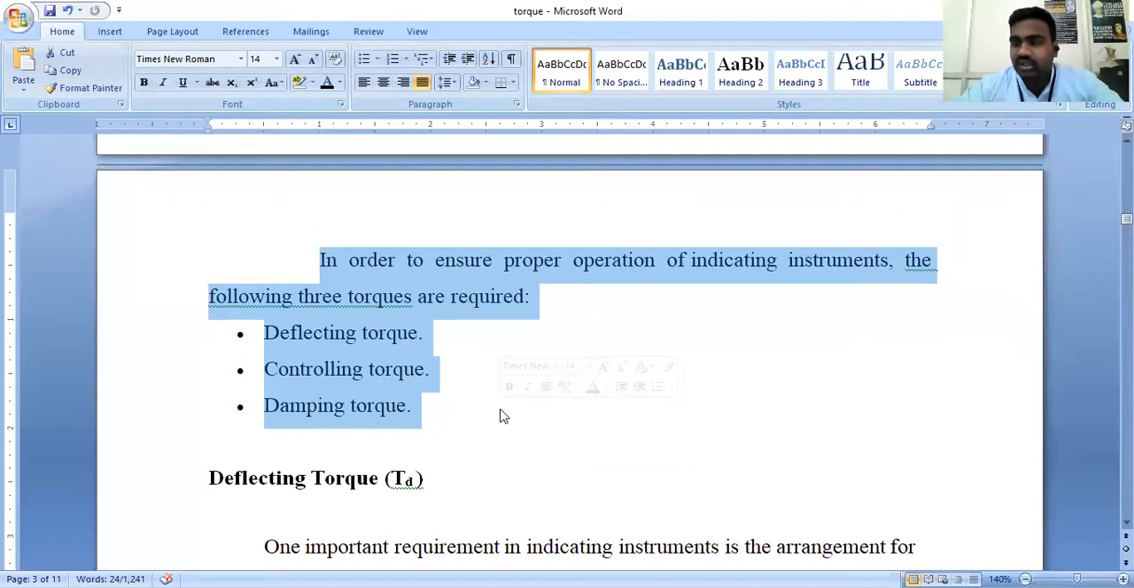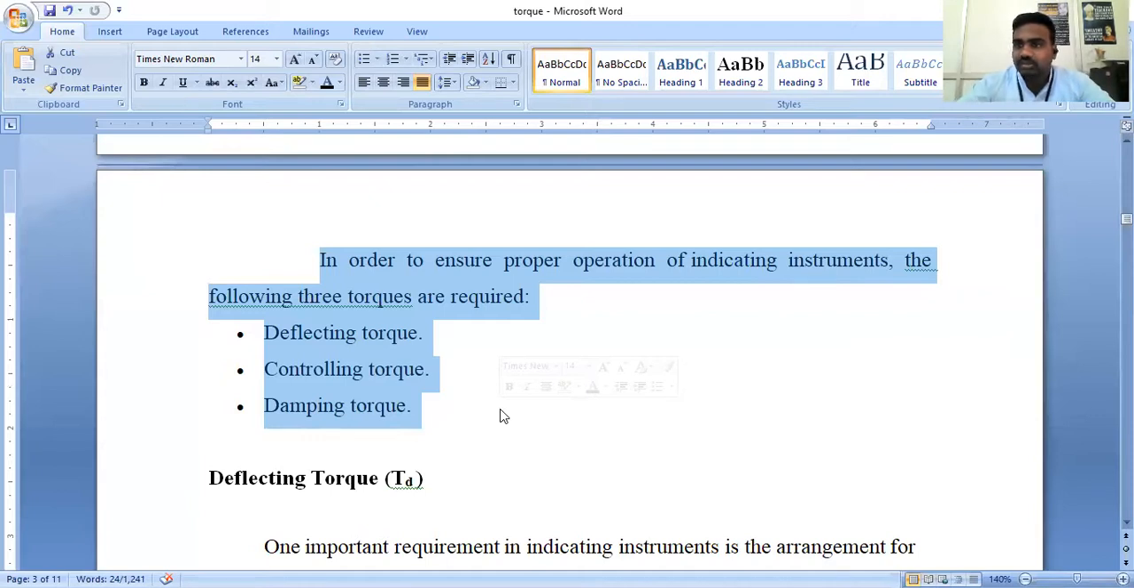If the indicated electrical quantity is voltage, the instrument will be a voltmeter. If the indicated quantity is current, the instrument will be an ammeter. If the indicated quantity is power, it will be a wattmeter. So the indicating instrument reads the instantaneous value on a particular segmented scale with the help of an aluminum spindle. That is the definition of an indicating instrument.